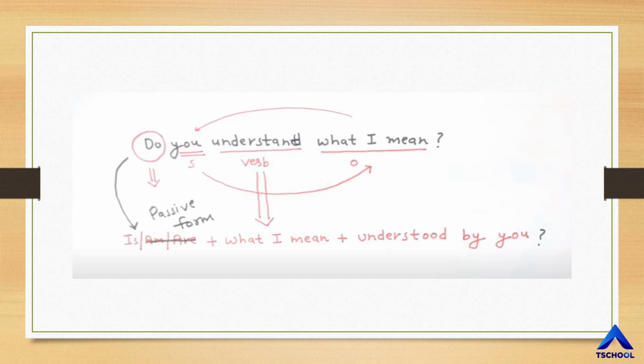The verb will go into the third form, understand, understood. I'm repeating it again, the verb will always remain in the third form while changing from active to passive. So understand, understood. Object becomes subject. What I mean is at last, so that is coming previously. And you, by you, we need to put by, that we have discussed in part 1. So the final answer, I'm repeating it again, is what I mean understood by you.